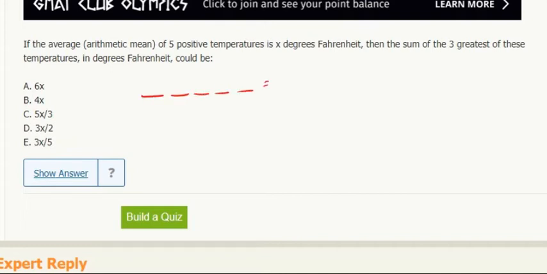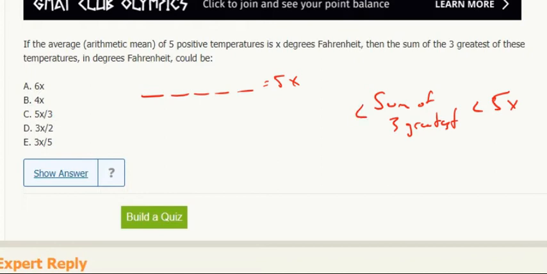So their sum is 5x. So they want the sum of the three greatest. Well, the sum of the three greatest has to be less than 5x, because 5x is the sum of all of them, of all five numbers. So the sum of the three greatest, I mean, they have to be positive numbers. The sum of the three greatest has to be less than 5x.